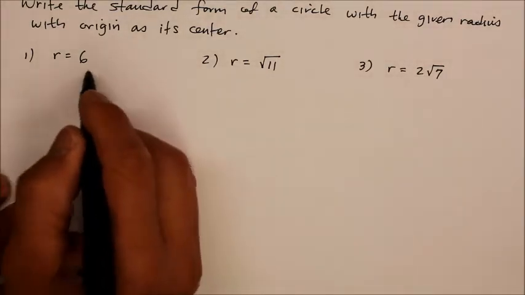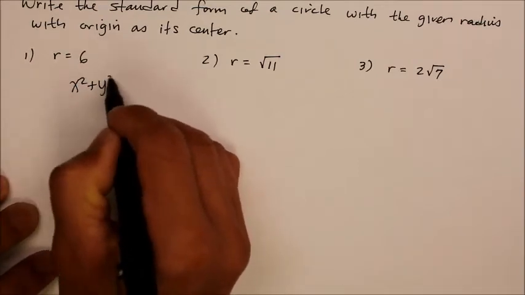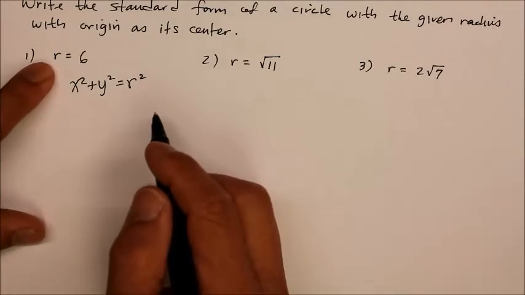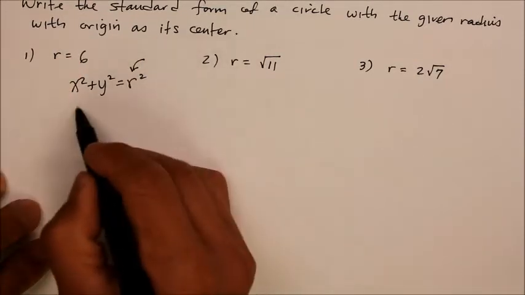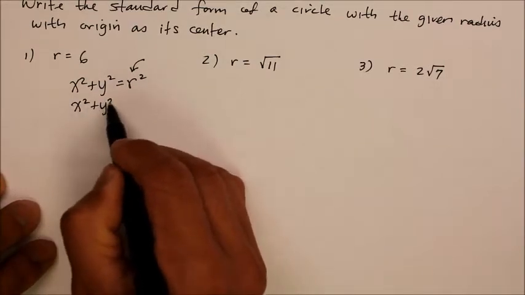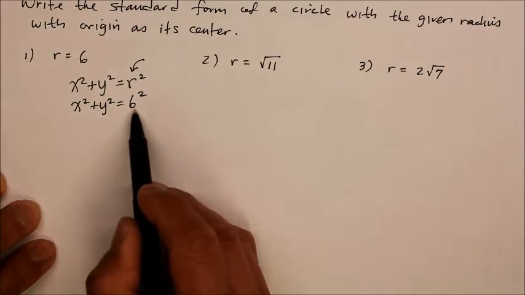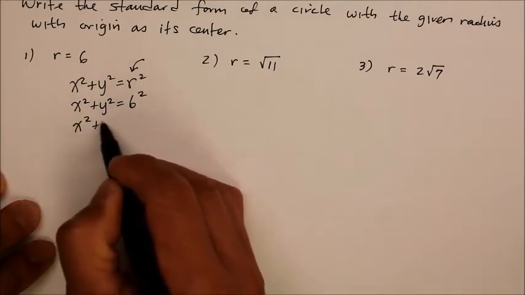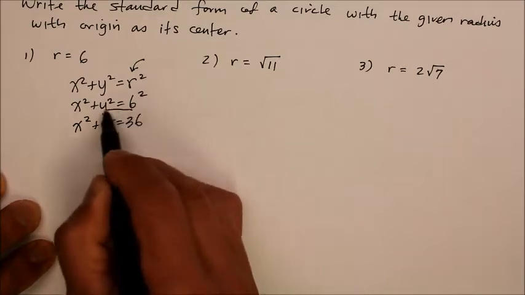The radius is 6. So the standard form is x squared plus y squared equals r squared. Since I know that the radius is 6, all I have to do is put that 6 in here. So it will look like x squared plus y squared equals 6 squared. But usually you don't want to leave a term like that. You want to evaluate. You want to multiply. So it becomes x squared plus y squared equals 6 times 6 is 36. Now that becomes a standard form.